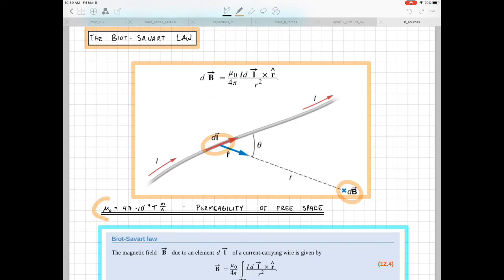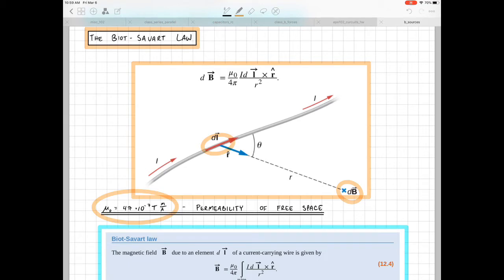And so just to make sure it's clear what all of these terms mean, first off, mu naught is known as the permeability of free space. It's equal to 4 pi times 10 to the minus 7 Tesla meters per amp. And this is essentially the magnetic equivalent of the permittivity of free space, the epsilon naught that we used back in electrostatics. So that's where the mu naught comes from.